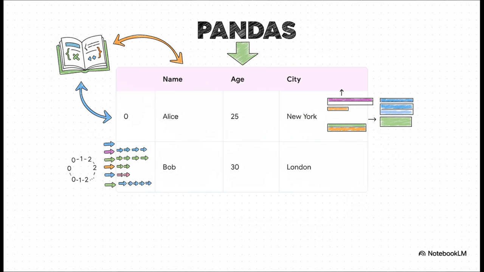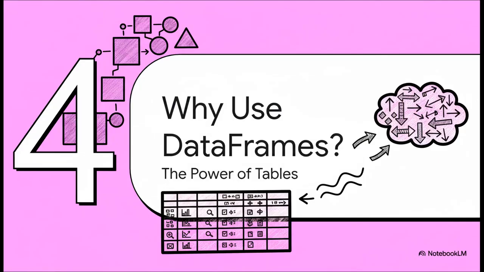And here it is. Ta-da! A perfect little table. Check out how smart Pandas is. It automatically took the dictionary keys and made them the column headers. It took the lists and turned them into the rows. It even threw in a nice little index on the side for us, starting at 0. How cool is that?